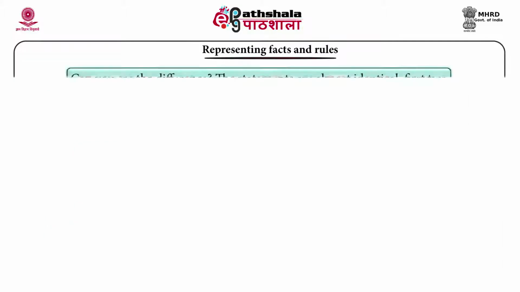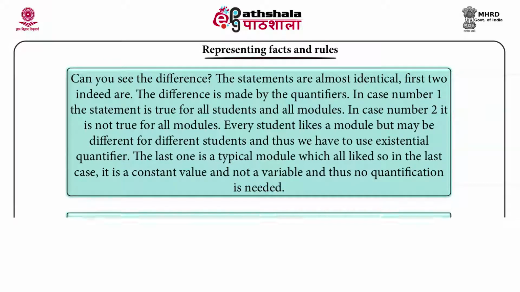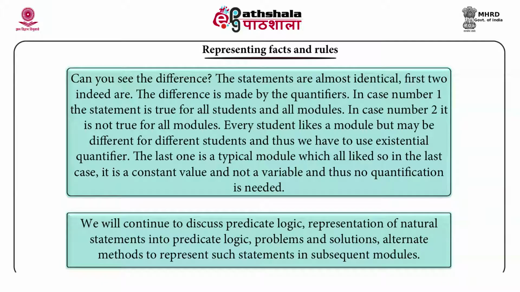Okay, so you can see that y in case number 1 was universally quantified because it is true for all of the modules. In case number 2, it is existentially quantified because it is true for some of the modules and not for all. And the last one is not quantified at all because it is true for only one constant value which you can directly represent. You do not need a variable. So, these are 3 important statements which clearly indicate the difference between these 2 quantifiers and a constant value.